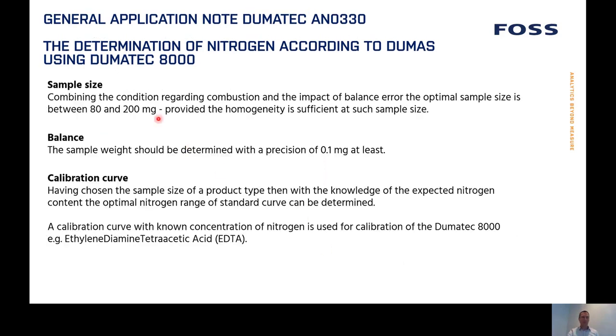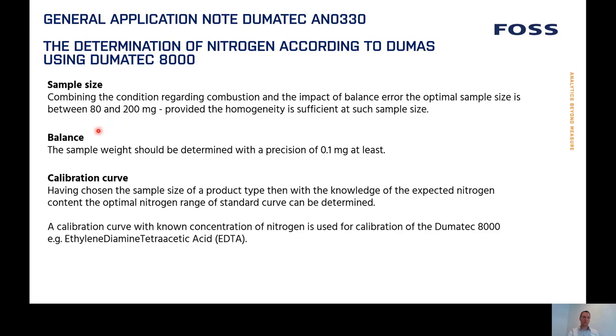The sample size should be between 80 and 200 milligrams. If you're above 200 milligrams, it can be difficult because the tin foil will be overfilled, and 80 is maybe too little to get a good signal for the TCD detector. That depends on the protein content of the sample, of course. The lower the signal, the more you can have in the crucible. So there's a variation.